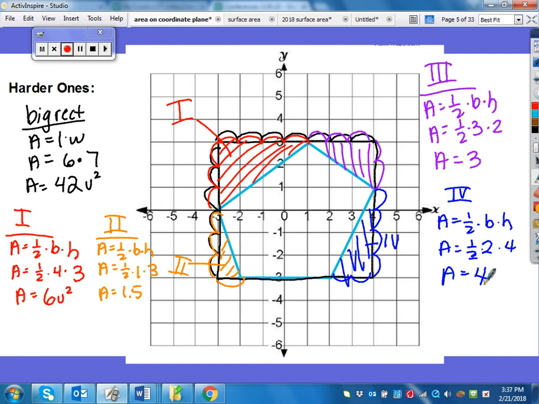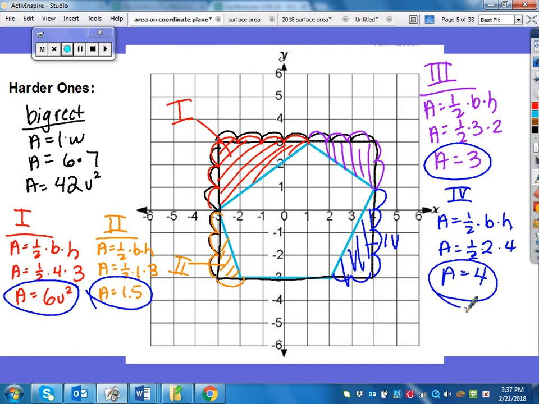So now that I have all of these areas of my triangles, I need to add up the areas of the 4 triangles. I have 6 plus 1.5 plus 3 plus 4. You can use a calculator, that is fine. I have 10, 13, 14.5. So the area of my triangles was 14.5. The area of my initial big rectangle was 42. All I need to do is subtract it. 42 minus 14.5 gives you 27.5 square units.